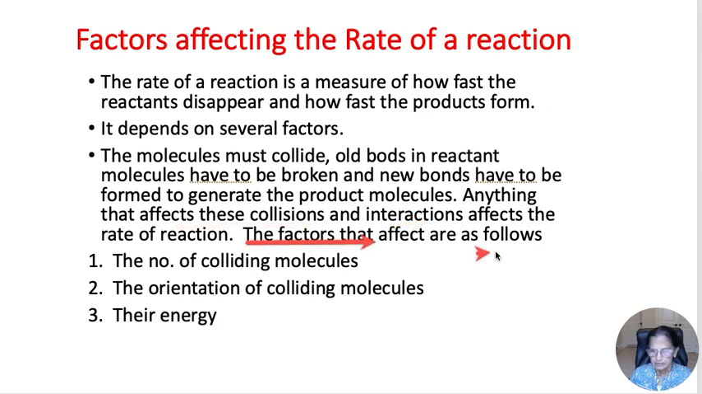The factors that affect the rate of a reaction are the following. 1. Number of colliding molecules. If the number of colliding molecules are more, the rate is more. And the orientation of the colliding molecules is very important because if they don't collide in the proper orientation, reaction does not take place. And the energy of the molecules at the time of collision is very important because they should have activation energy, only then the reaction takes place.